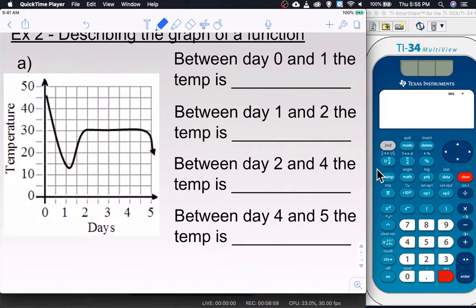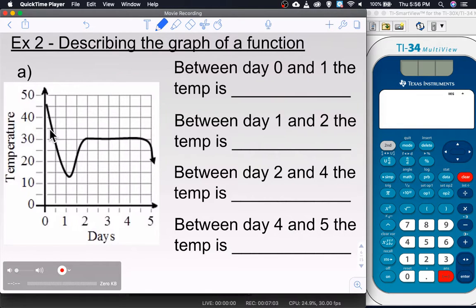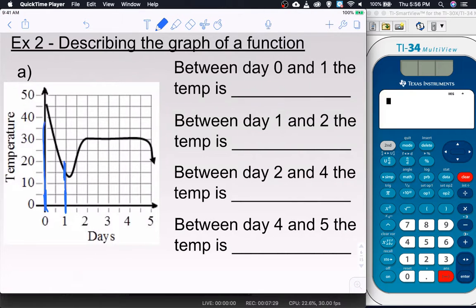Now we can actually take this sort of thing and break it down a little bit. This one graph is made up of a bunch of different parts. There are times where maybe we're asked specifically, hey, between day 0 and day 1, what's the temperature doing? So this graph is showing over the course of 5 days what's happening to the temperature outside. Okay, so between days 0 and 1, what's happening to the temperature?